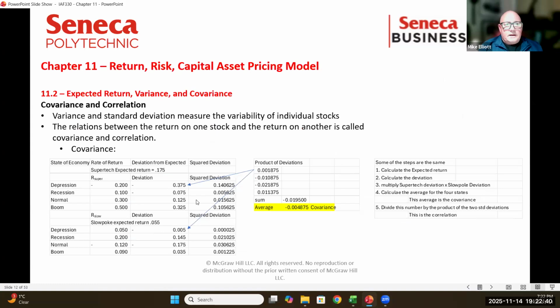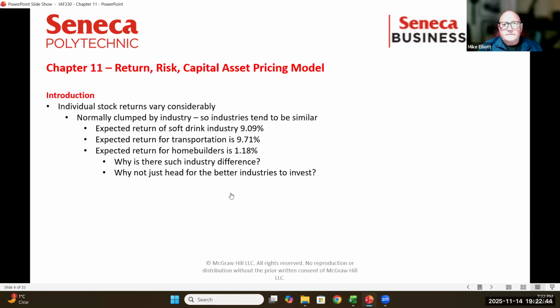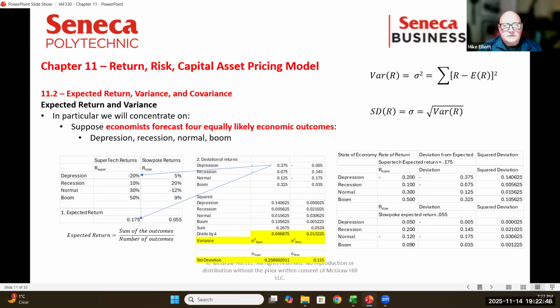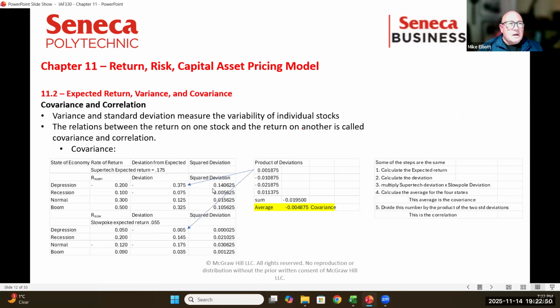Why don't we go straight to variance and correlation? I guess I do. Okay.